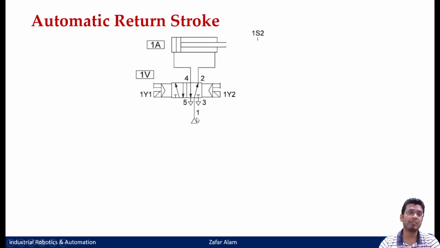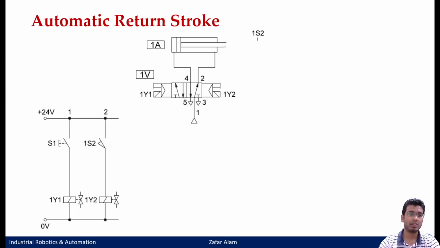Fine. And this is your compressed air. What would be your electrical circuit for this? If all my solenoids are designed to work on a 24-volt system, and in most cases it is a 24-volt system, we are going to work on that system itself. So we have a 24-volt connection here, and a 0-volt connection here. Now the question says by pressing push button S1, so I have a push button, this is the symbol for a push button switch, which is a normally open contact here.